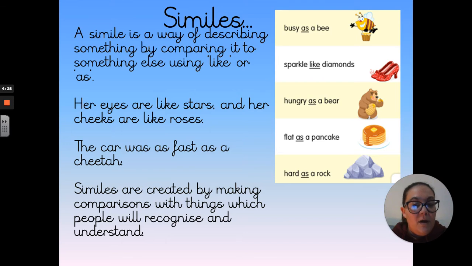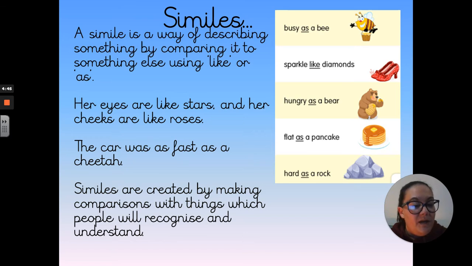So when I talk about her eyes are like stars, you know what that means, because you know in the sky that you can see the stars, they appear to twinkle. So that's what we're doing when we create a simile. We're comparing it with something which everybody will understand. So you've got a few more here on the screen as well.